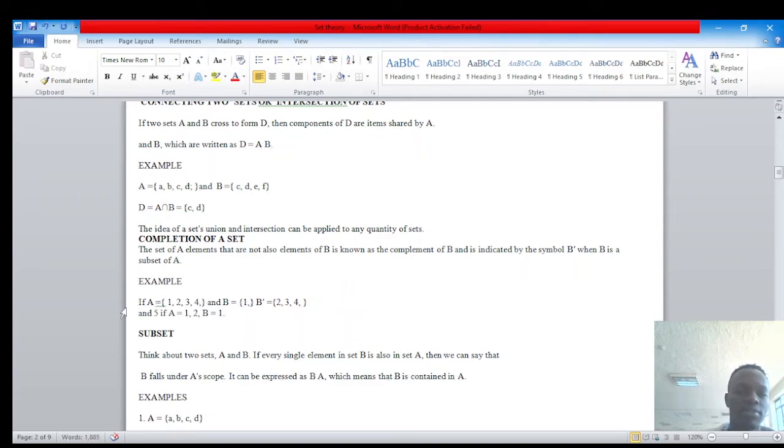Yeah, so this is the answer. So B complement is 2, 3, 4. So we can look at another example. More examples we're going to look at.